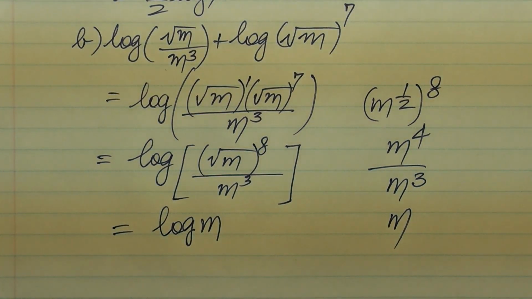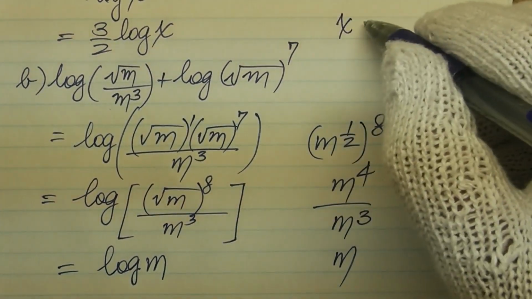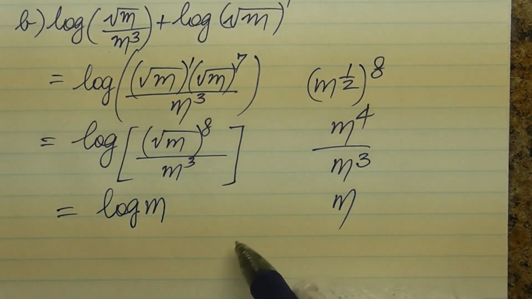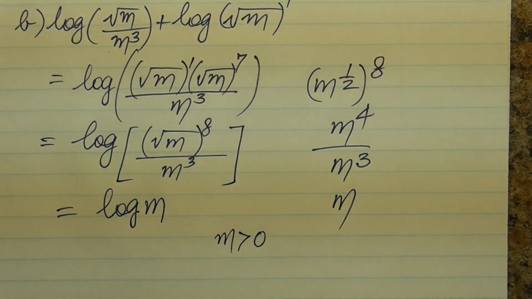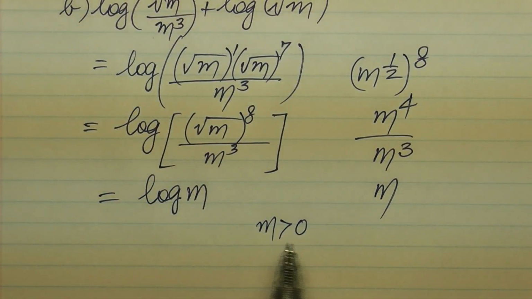Now keep in mind you're dividing out x in the first part, so there was a restriction there. X has to be greater than 0. And in this situation it's the same restriction. M has to be greater than 0. You don't need to specify that it can't be 0 because that's implied by greater than 0.